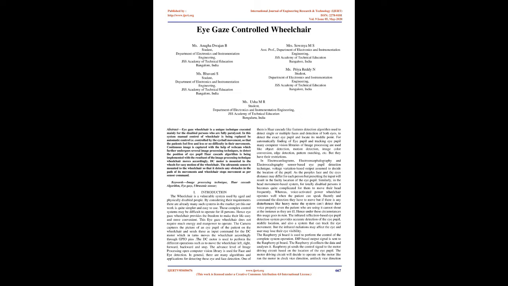In general, there are many algorithms and applications for eye and face detection. One of them is the Haar cascade-like features detection algorithm, used to detect single or multiple faces and both eyes, to detect the exact eye pupil and locate its middle point. For automatically finding and tracking the eye pupil, many computer vision libraries of image processing are used, like object detection, motion detection, image color conversion, edge detection, pattern matching, etc. But they have their restrictions.